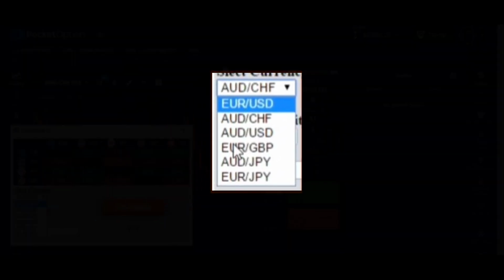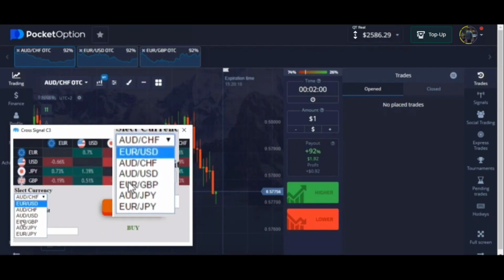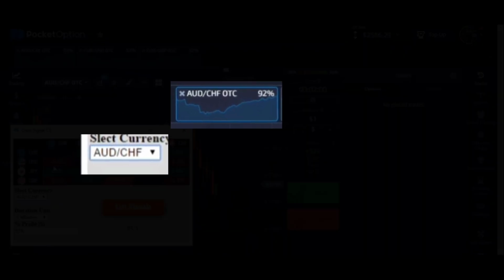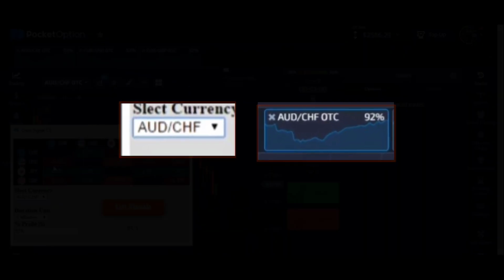All the Cross Pro bot markets that you can use in this trade. The Pocket Option market that I chose in this trade. Make sure the market you choose in this trade is already available in the Bot Cross Pro signal. Then equate the Pocket Option market with the Bot Cross Pro market.